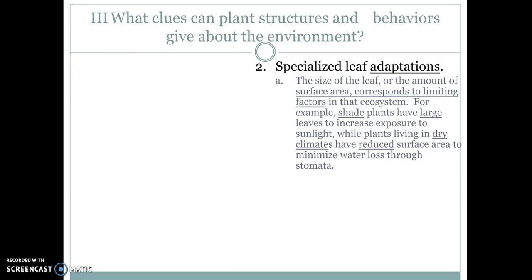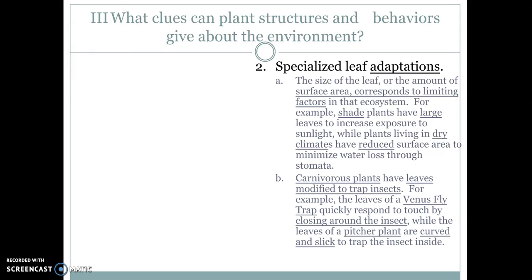For example, shade plants have very large leaves to increase exposure to sunlight, while plants living in dry climates have reduced surface area to minimize water loss through the stomata.